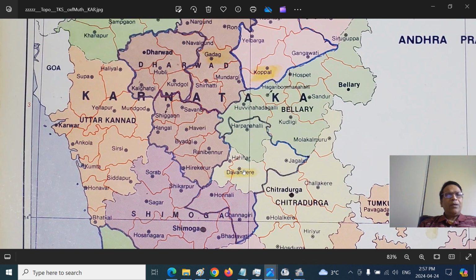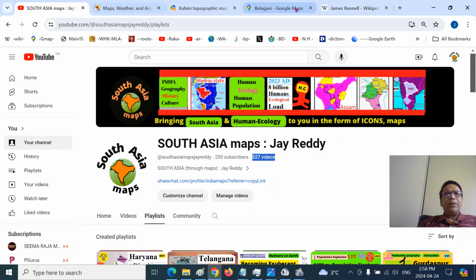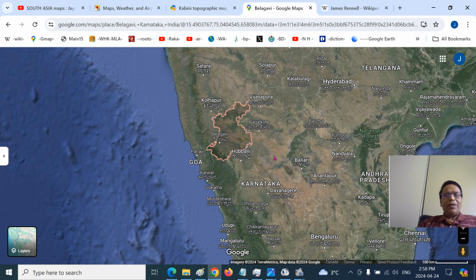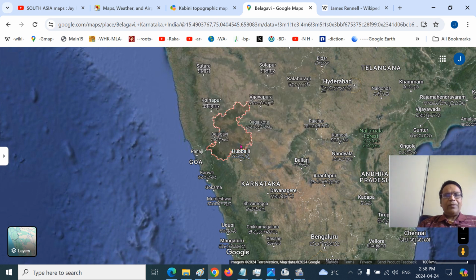Coming to Uttar Kannada, UK or North Kannada, we have these coastal taluks, Karwar, Ankola, Kumta, Honavar and Bhatkal. And this is the Supa and Haliyal. Dandeli will be here, Yellapur and Mundgod, and Sirsi and Siddhapur region. You can see I have just highlighted the Belgavi district here. So Belgavi here, Bijapur here, Hubballi here, and Karwar here. So you can see that one.